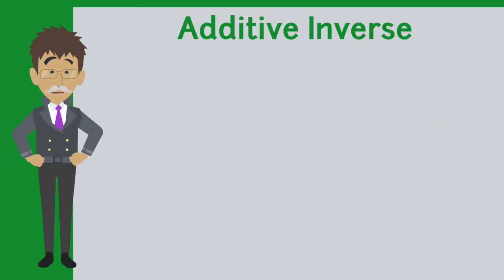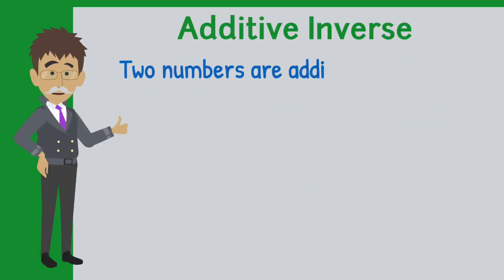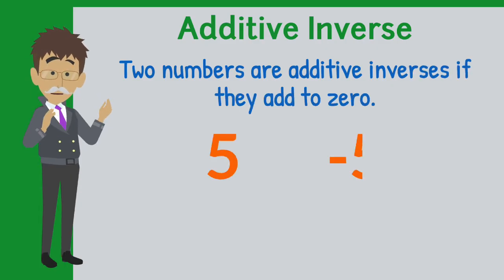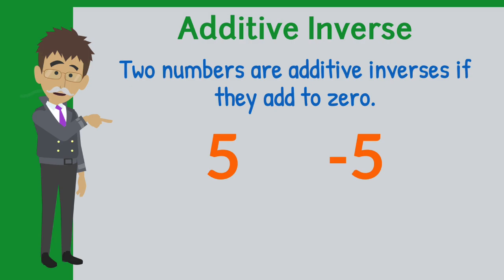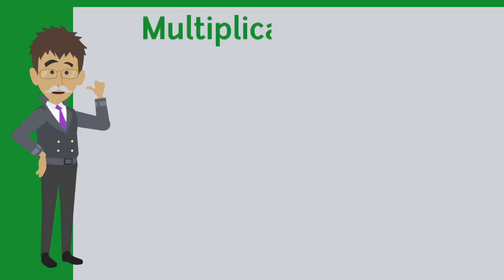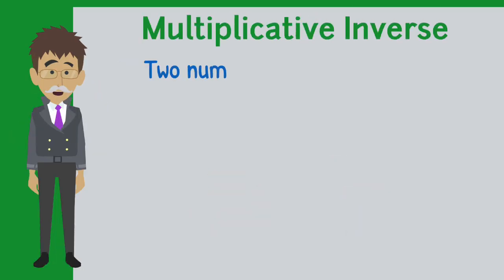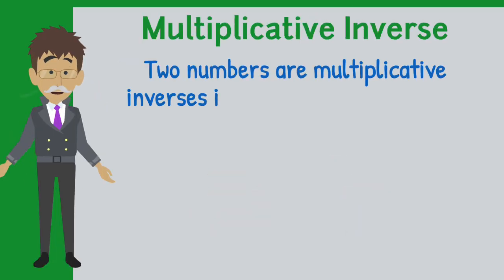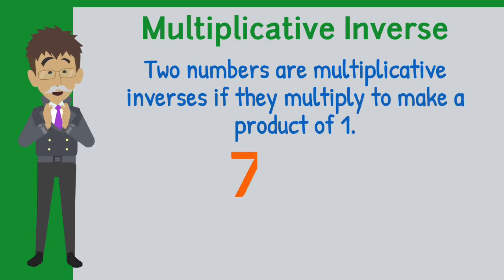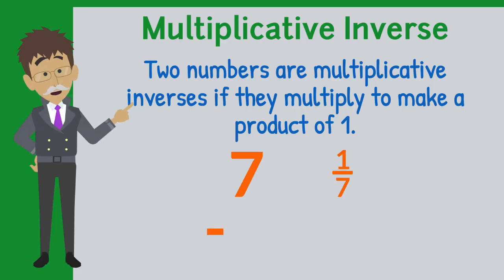Additive inverse. Two numbers are additive inverses if they add to 0. For example, 5 and negative 5 are additive inverses, as are negative 7 and 1/2 and 7 and 1/2. Multiplicative inverse. Two numbers are multiplicative inverses if they multiply to make a product of 1. For example, 7 and 1/7 are multiplicative inverses, as are negative 3/4 and negative 4/3.